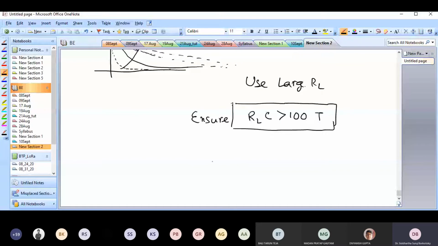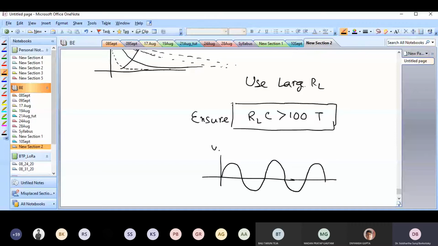And what is T? T is my time period. So this is my V input, and this duration is T. This is my time period. As compared to the time period of my signal, RLC should be very large. So basically RLC should be at least 100 times the value of the time period of the signal.